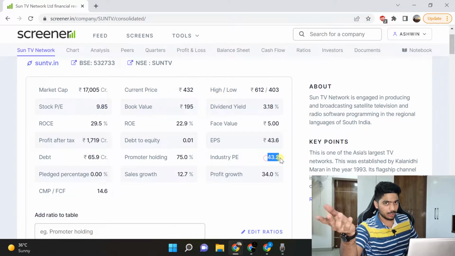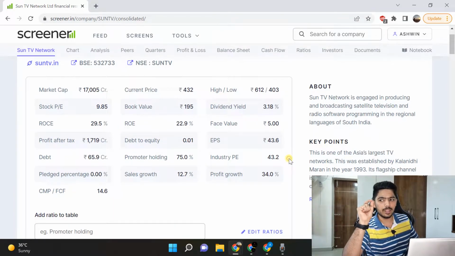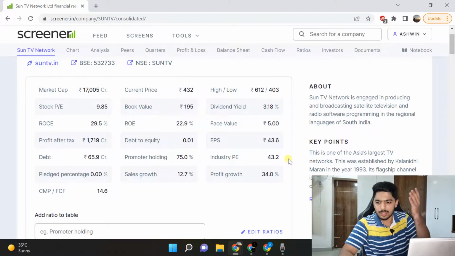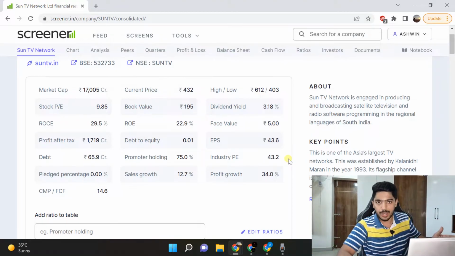That is actually, according to me, cheap. But if the company is making a loss, it is not a good company, then the low PE justifies it, right? But Sun TV is one of the prominent media and television channels in Tamil Nadu. So according to me, this PE is low.